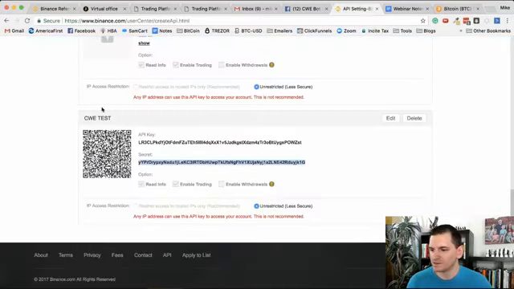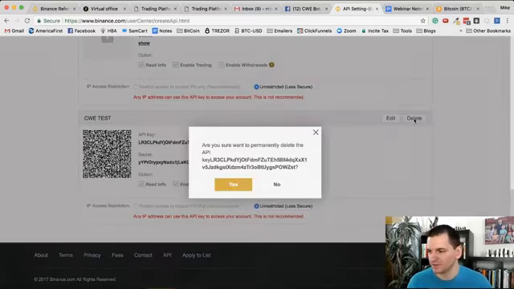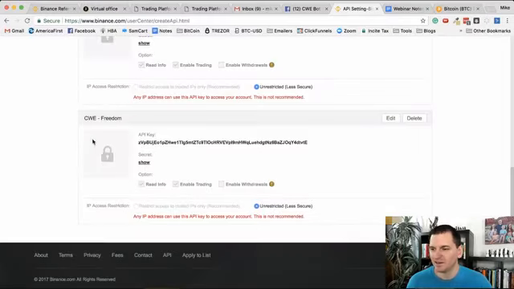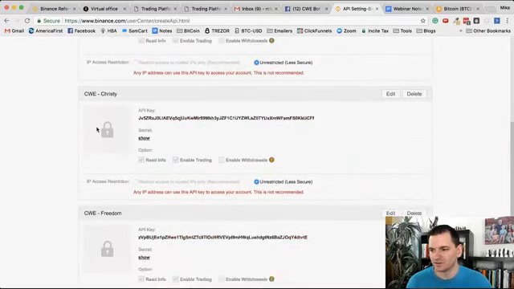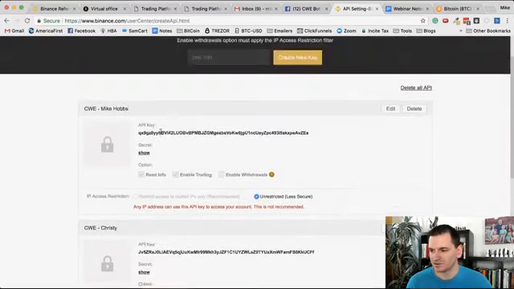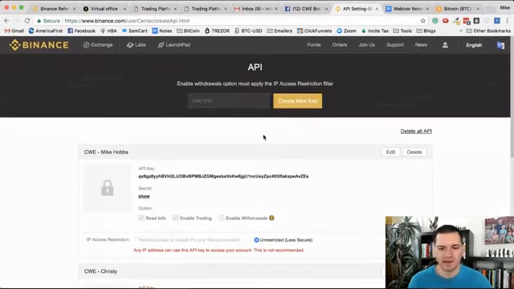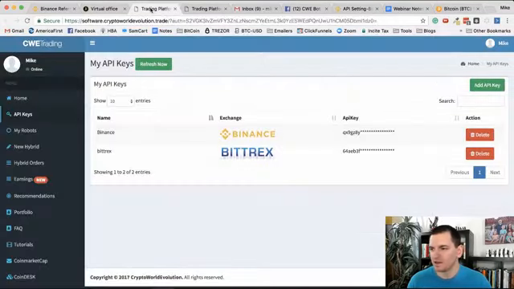Now I'm going to delete this because I just showed everybody my API key and secret. So I'm going to delete that so that nobody can use those. Okay. And these ones they don't show my secret key. So you guys don't have that. So I'm pretty good there. So anyway, that is how you set up your API, and then it's set up in your trading back office. Okay. So that was step number 3, setting up your API key.